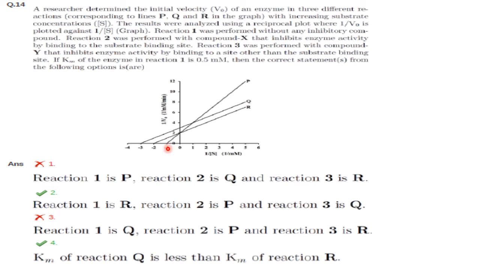reaction, so P is reaction 2. So reaction 2 is P. So in option 2 we can see that reaction 1 is R, reaction 2 is P, and reaction 3 will naturally be Q. We have found already 2 of them. So reaction 3 is Q.